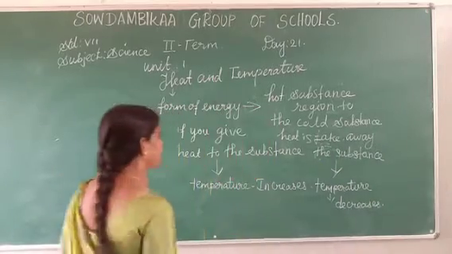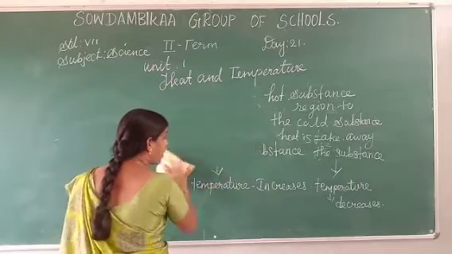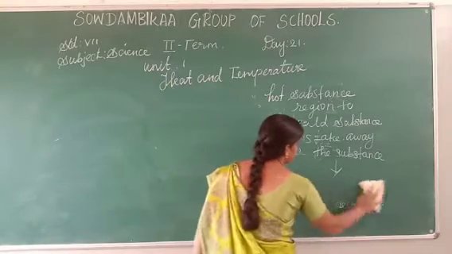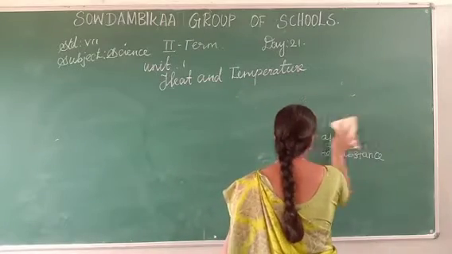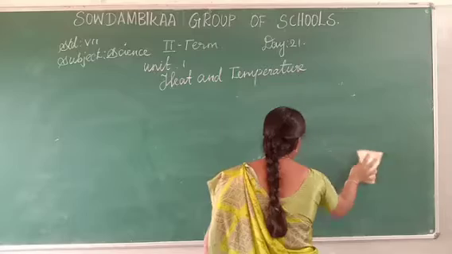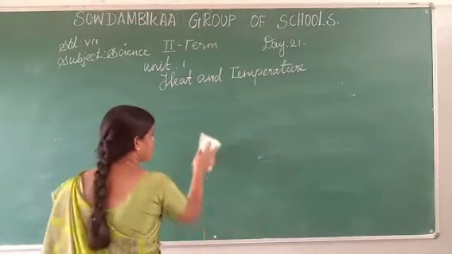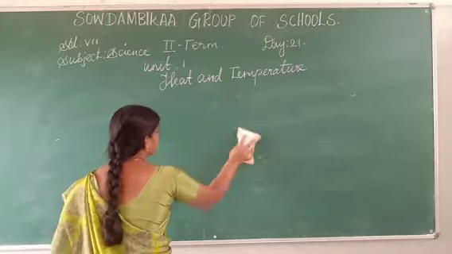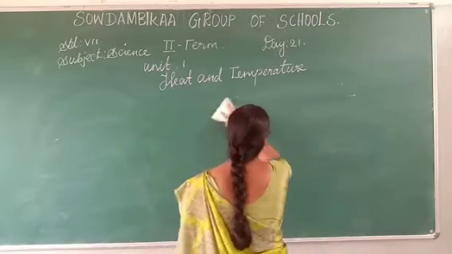Heat is a form of energy. Heat is transferred from a hot substance or hot region to a cold substance or cold region. If you give heat to the substance, the temperature will increase. If you take heat away from the substance, the temperature will decrease.